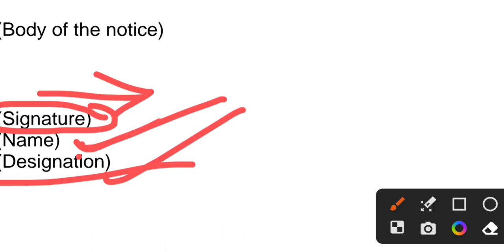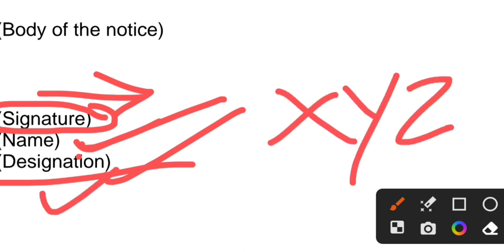If in the question the name is not mentioned, then you will write X, Y, Z, and in designation you will write the designation which is given there. Otherwise, write a relevant designation about the topic. Okay, so this is how we write a notice.